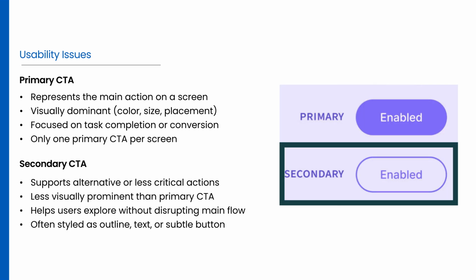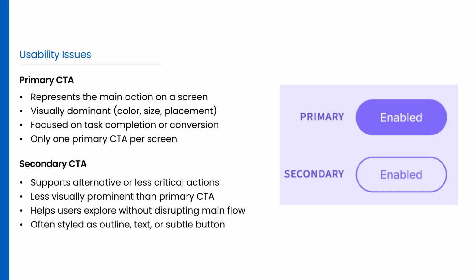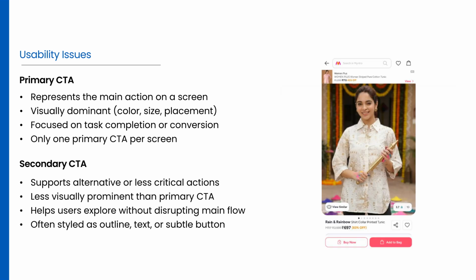The secondary CTA provides additional options without competing with the main action. It supports user flexibility while keeping the primary goal clear. UX design ensures it is visible but not dominant. For example, alongside place order, a view details or add to wish list button acts as a secondary CTA.